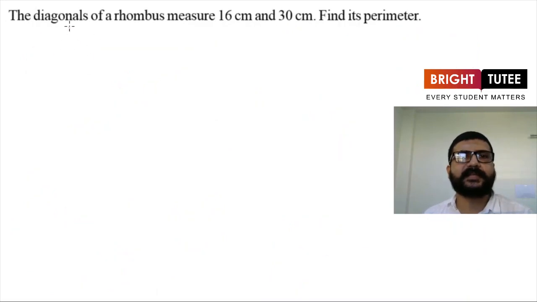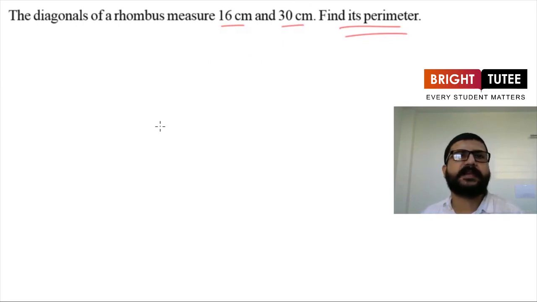So the question here is, the diagonals of a rhombus measure 16 centimeters and 30 centimeters. Find its perimeter. So diagonals are given as 16 and 30 centimeters. We have to find the perimeter of the rhombus. Now do we know any property about a rhombus, about its diagonals? Yes, we know one property, and it is diagonals of a rhombus bisect each other at 90 degrees, or bisect each other at right angle.